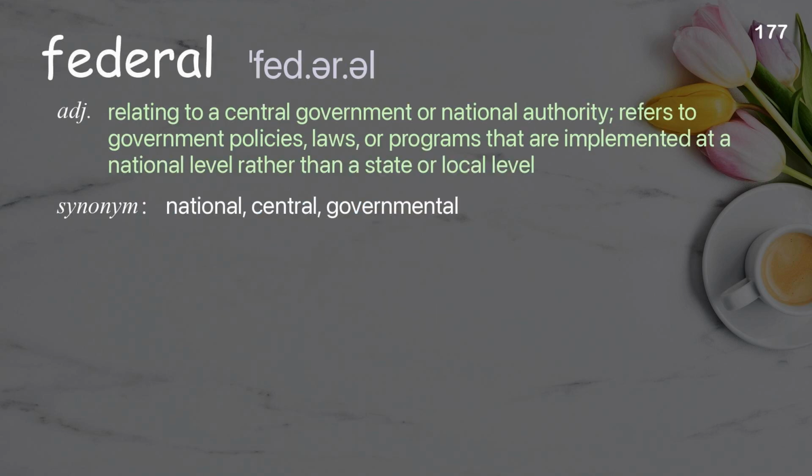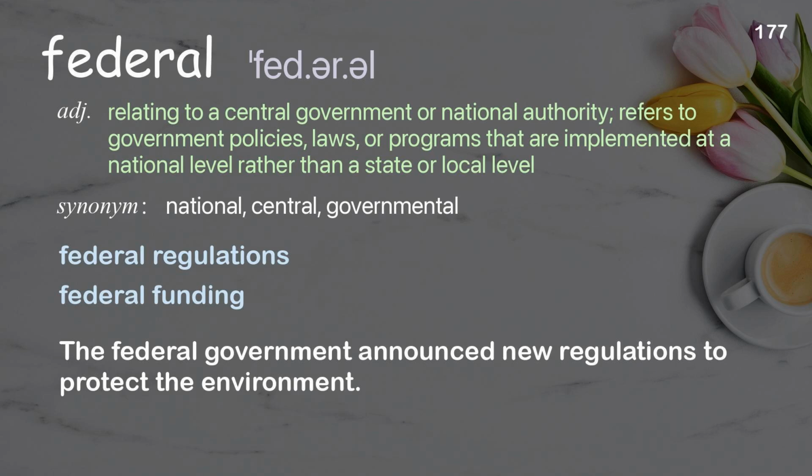Federal. Relating to a central government or national authority, refers to government policies, laws, or programs that are implemented at a national level rather than a state or local level. Examples: Federal regulations. Federal funding. The federal government announced new regulations to protect the environment.